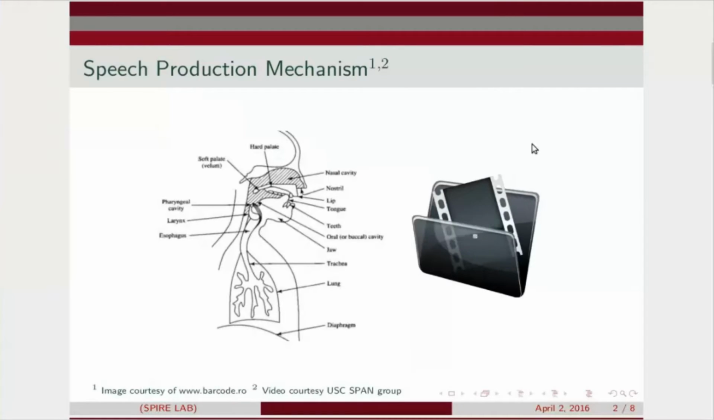Alright, so with that, we can move into my work. In the production of whispered speech, the vocal folds typically do not vibrate. So whispered speech lacks pitch.